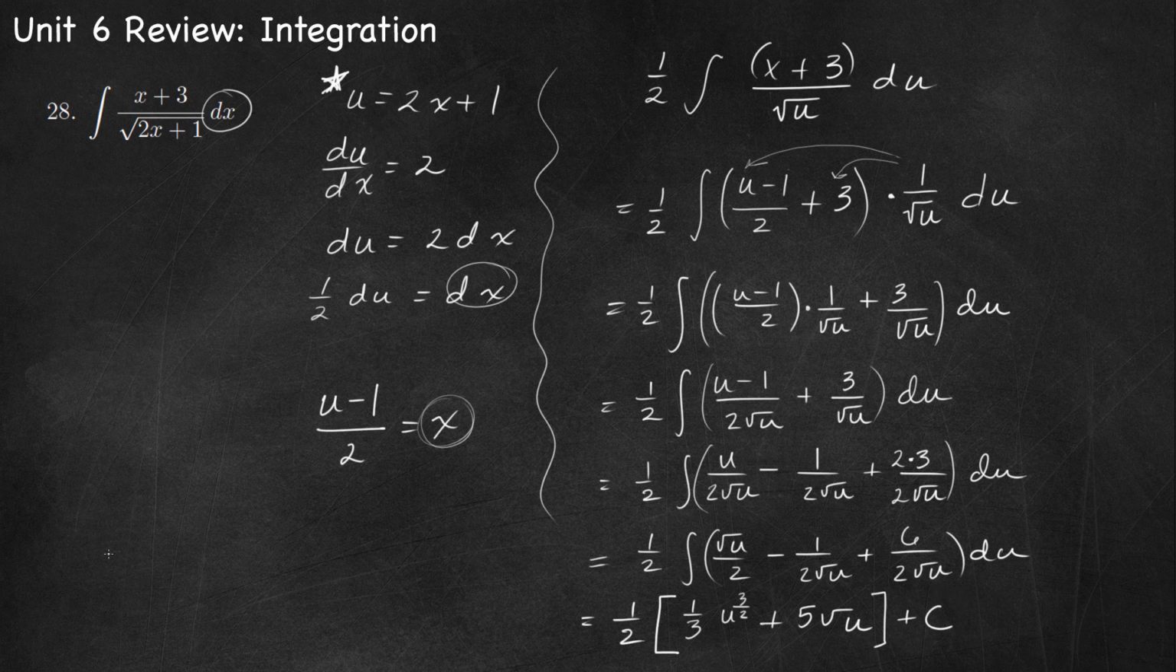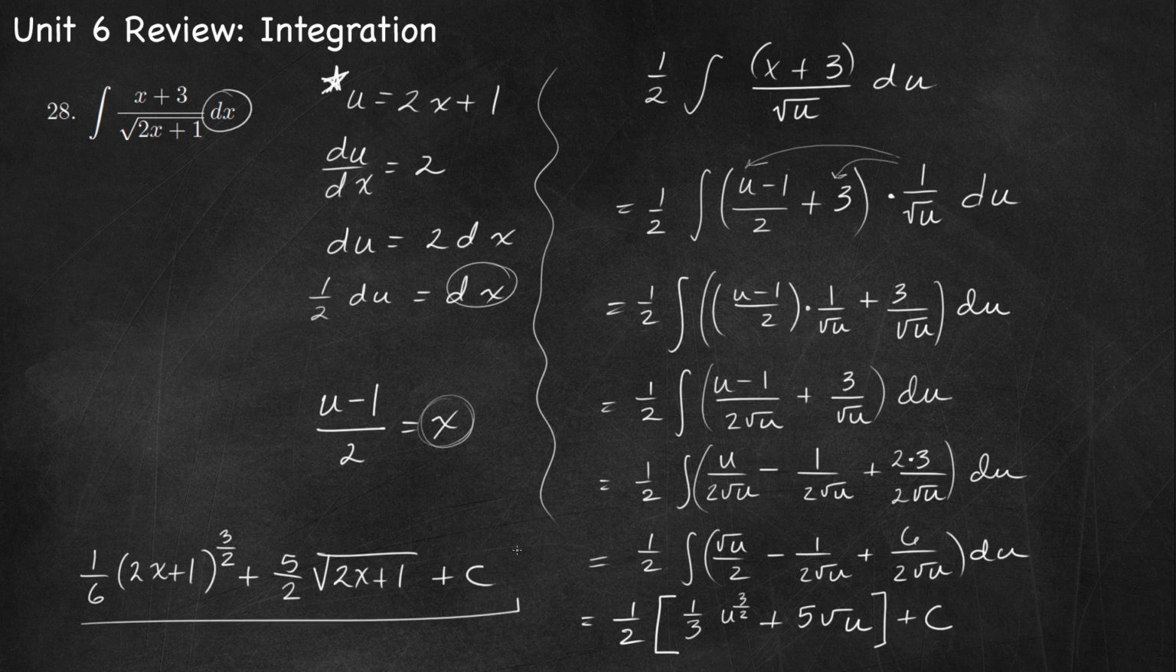So we would get, I'm going to come over here to the left, we would get 1 over 6 u, now I have to put 2x plus 1 back in for u, to the power 3/2 plus the 1/2 times the 5, it's 5 over 2, and then square root of u, so square root 2x plus 1 plus c. Kudos if you got that one on your own.